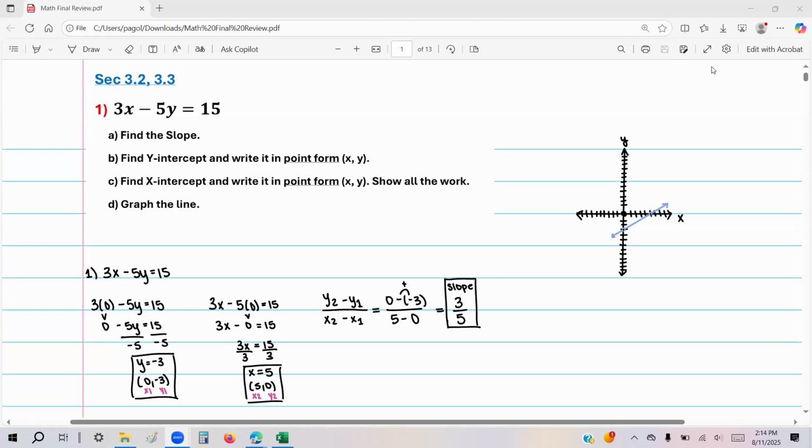Then the x-intercept is when y is 0. When y is 0, we are left with 3x = 15. We divide both sides by 3 and x is 5. So here x is 5 and y is 0. It's (5, 0).